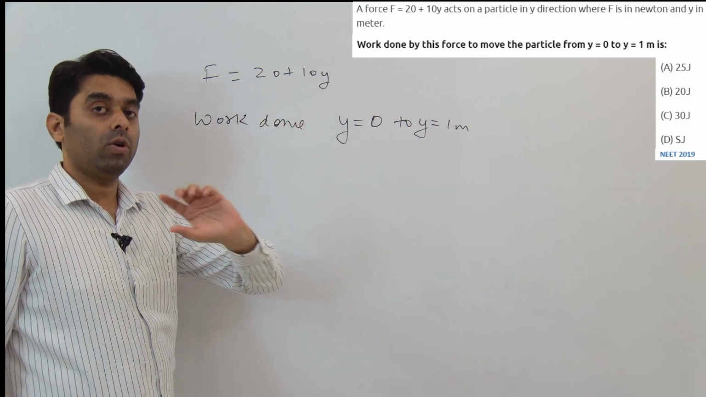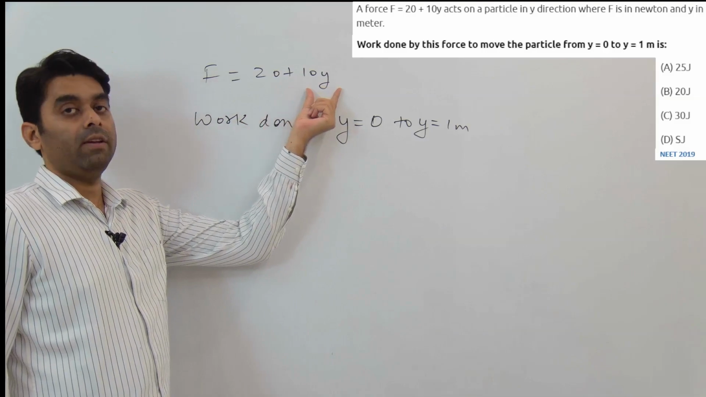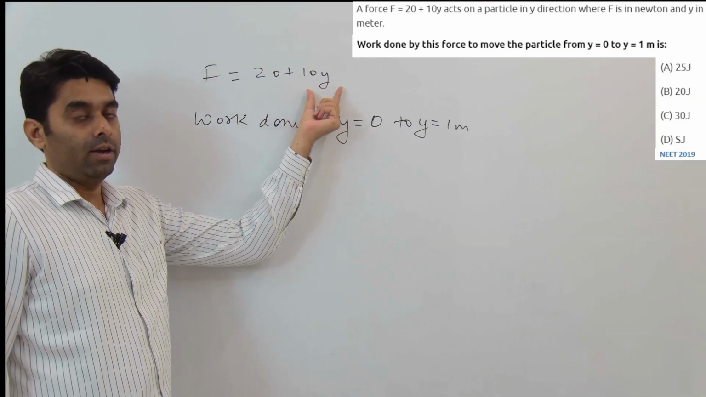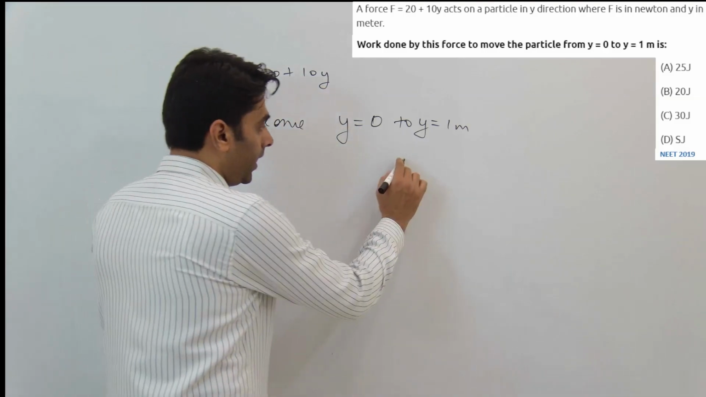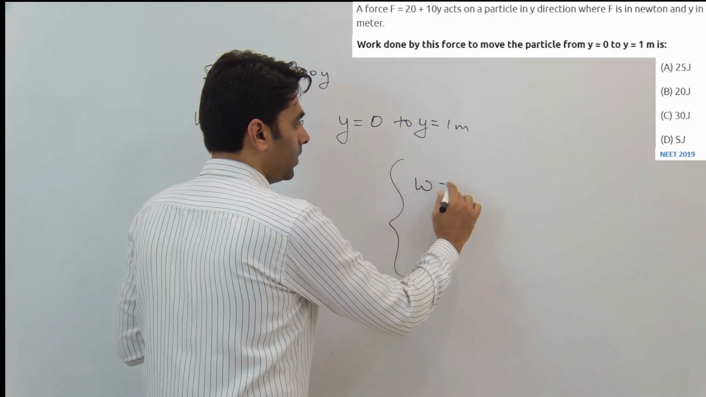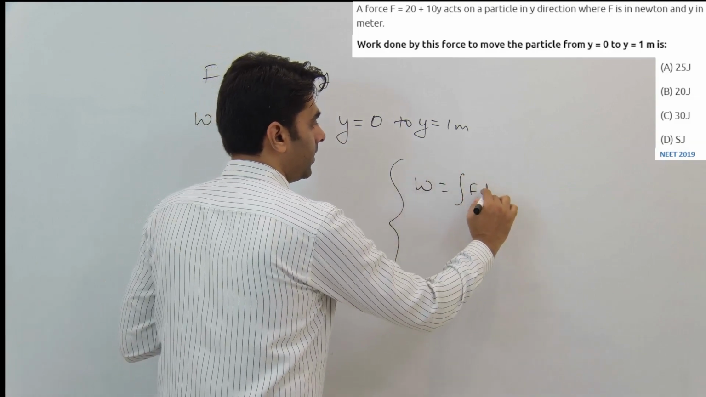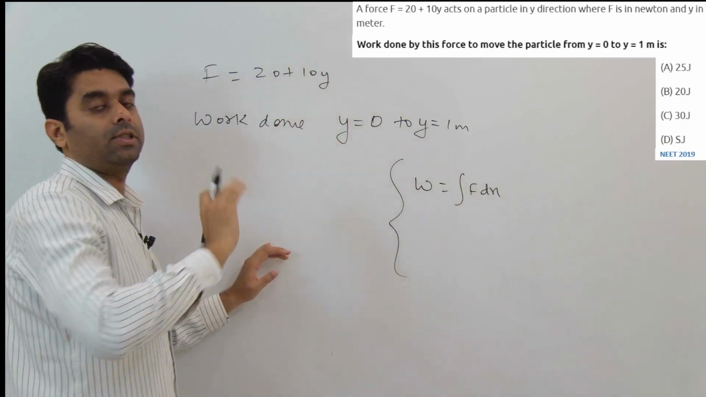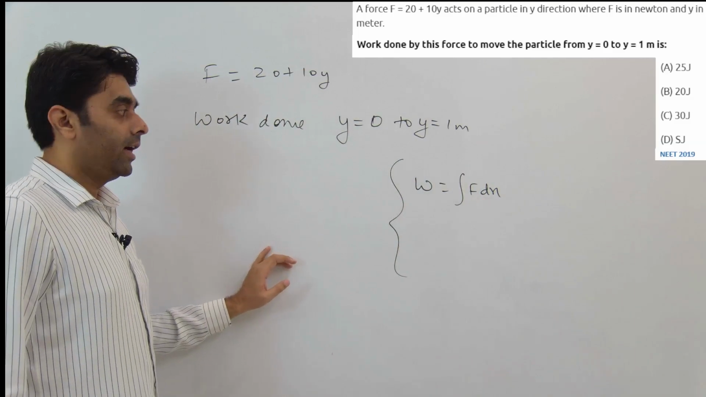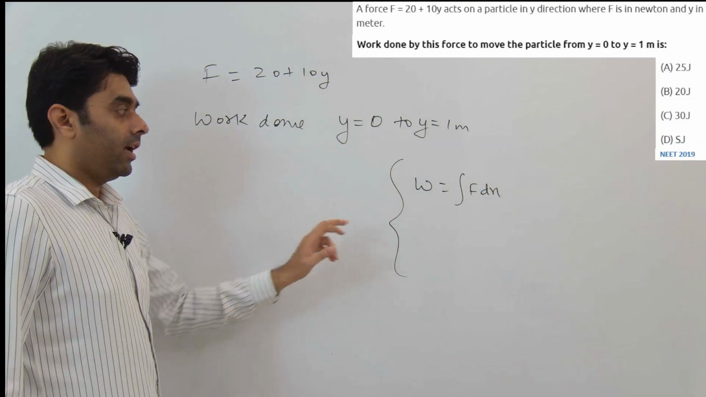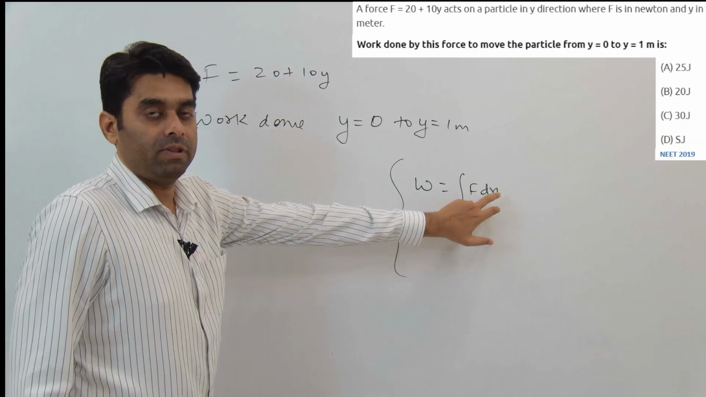Now, work done, we have to calculate. Force is given to us. This force is not a constant force. This force is varying with position, with y, right? And how do we write down work done by a variable force? Work done is given as integral F dx. Generally, this is the relation that we keep in our mind. Integral F dx, where F is variable and varies with x. We write it like this.